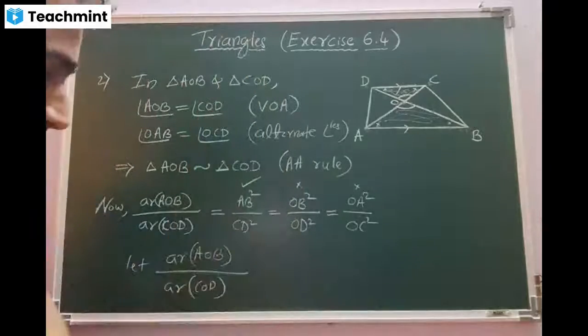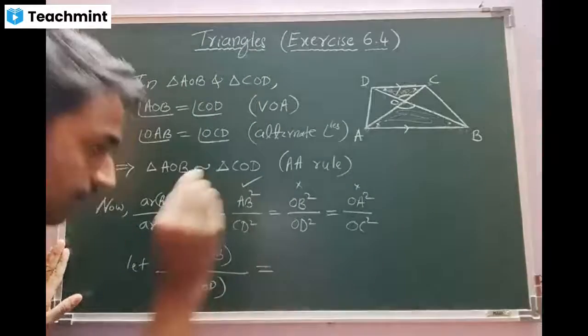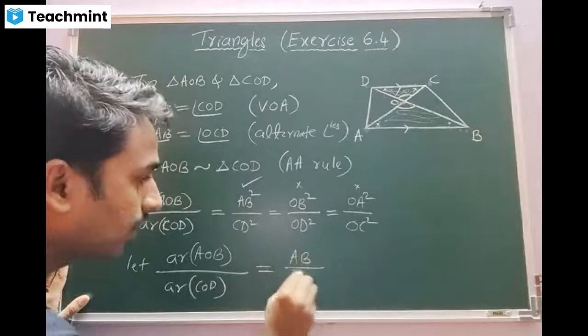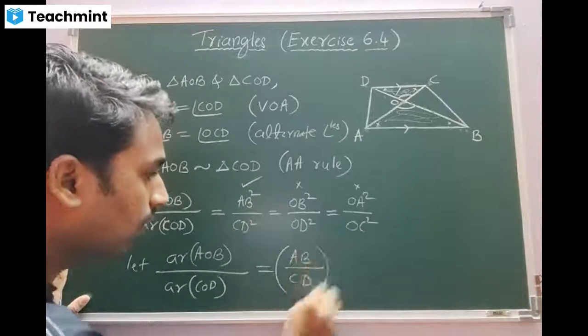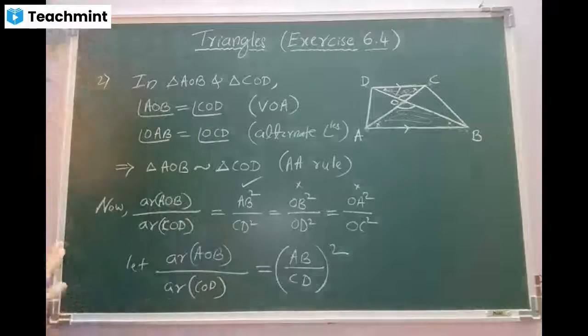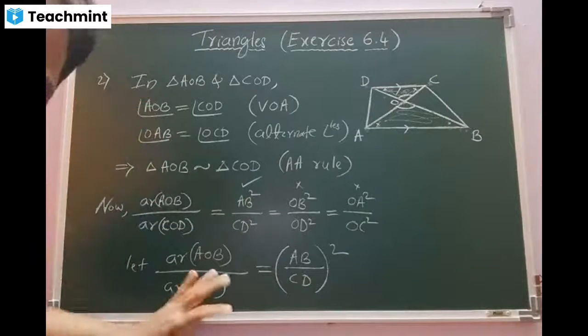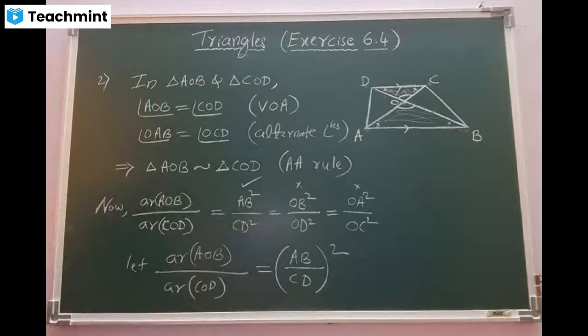Okay, beta. Now AB square by CD square can be written as AB divided by CD, the whole square. Is it correct? Yes, sir. Beta, copy till here. Quick. Do it fast.